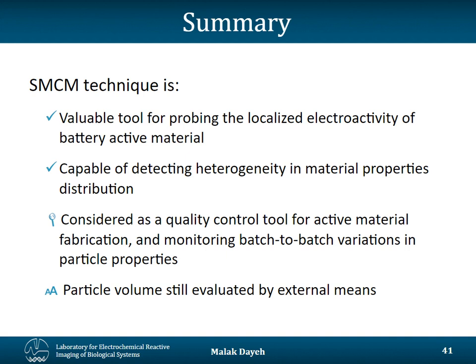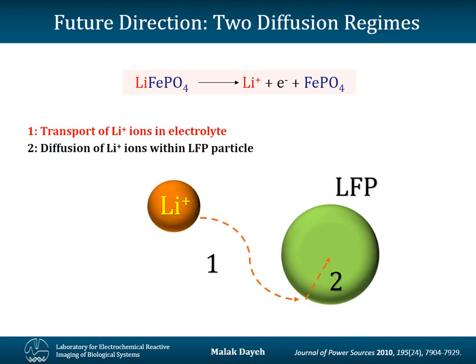So this is the summary for the story related to the batteries, where you can see that you can probe the localized electroactivity of battery active materials. Here I gave you an example for LFP, but we've also done NMC. You can change the organic electrolyte from propylene carbonate to a mixture or even to ionic liquids. And you can basically study a large volume of battery particles.